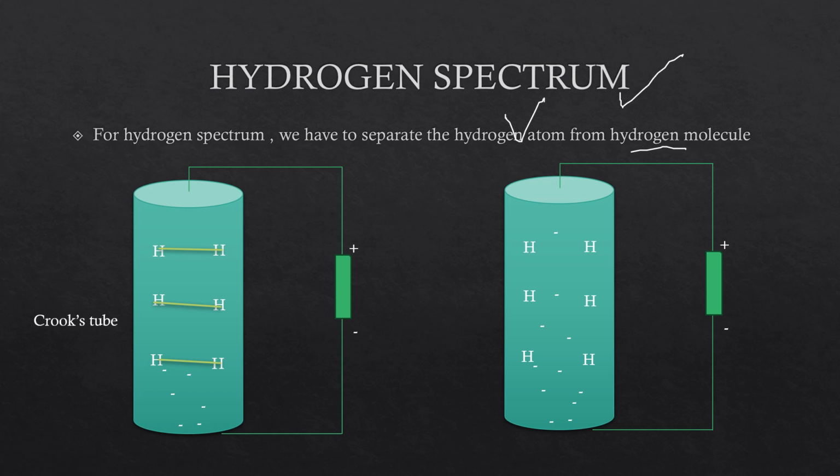For that we're going to enter the hydrogen gas into a Crookes tube or discharge tube, and by giving it a negative charge we're going to break the bonds of the hydrogen molecule. As we know, hydrogen gas is H2, so we break the bond between the hydrogen atoms and it becomes an individual hydrogen atom.